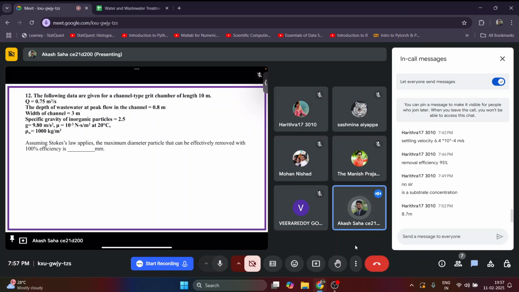So what is the surface overflow rate you are getting? Can someone tell me? At least tell the surface overflow rate. Yes, that is correct. So now find out the diameter.